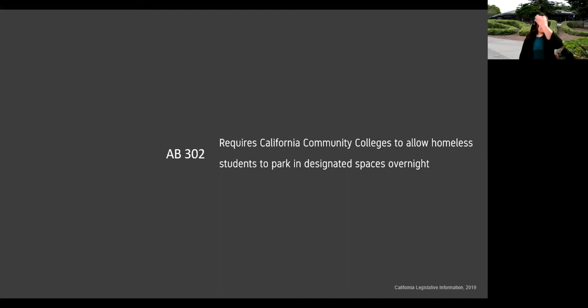So this is when we started looking at AB 302. We talked about it in this class. It was the assembly bill that required California community colleges to allow homeless students to park in designated spaces overnight.